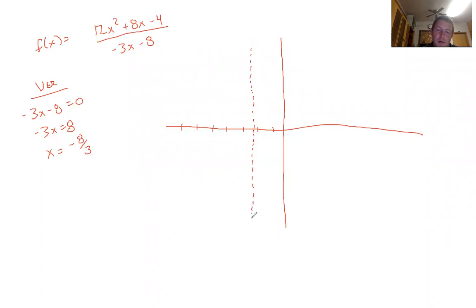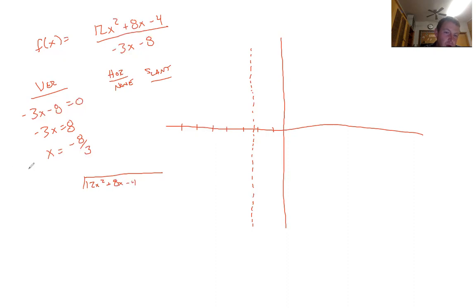All right, so to do the horizontal, realize that the degree is bigger on top. There's 2 over 1. Okay, so there's none. There's no horizontal. But that means that there can be a slant. Okay, so the slant you find by doing long division here. Okay, so what I would do, and I don't know if they're going to make you do this or not, but it's good to know how.